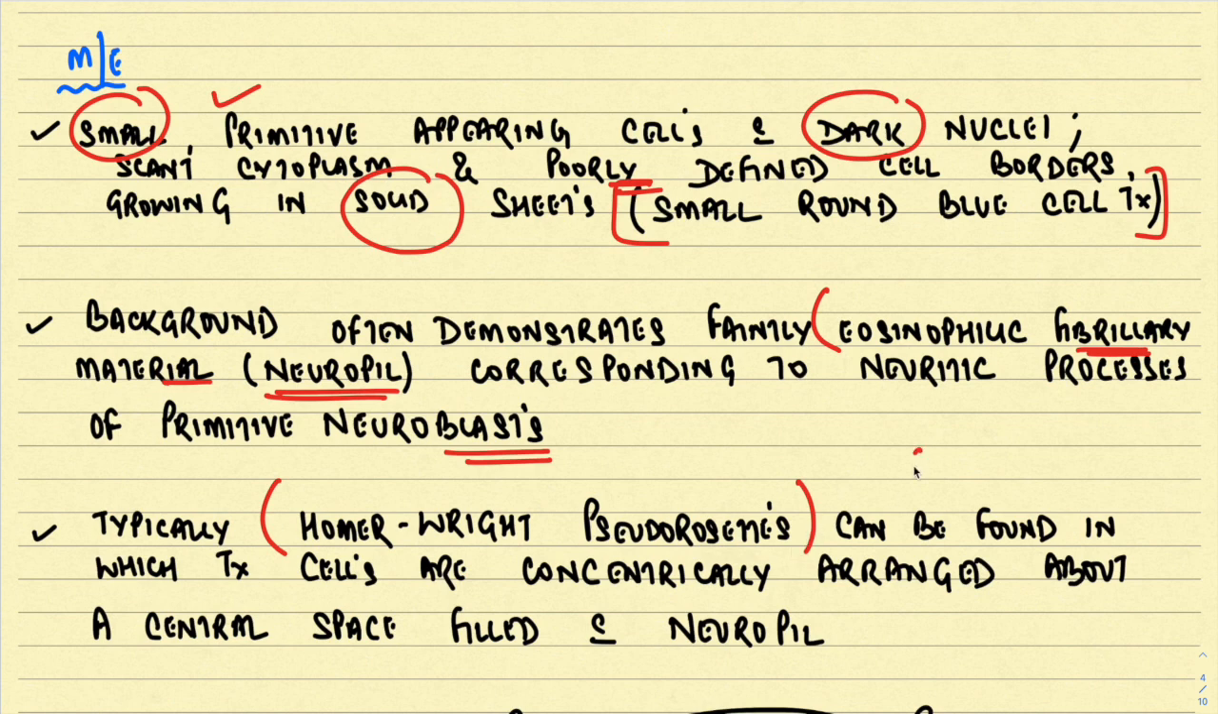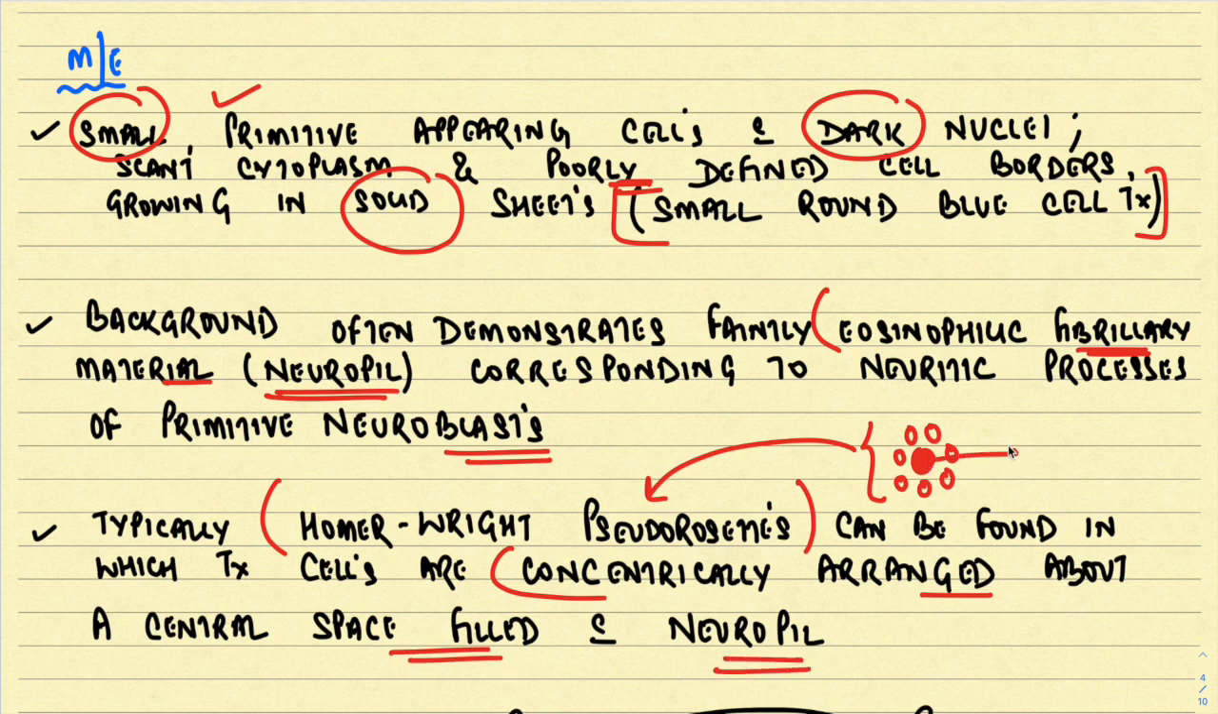Wherein you will see the occurrence of neuropil in the center, which is surrounded by the tumor cells, and this occurrence is classically called the Homer-Wright pseudorosettes. The cells are concentrically arranged about a central space which is filled with neuropil, and around the neuropil we have the tumor cells surrounding it. This entire structure is called the Homer-Wright pseudorosette, which I am going to demonstrate to you as well.